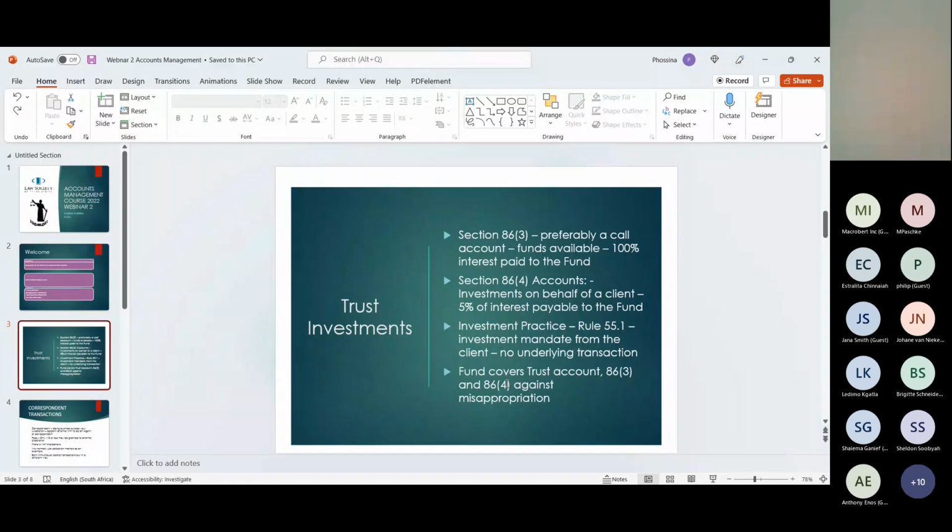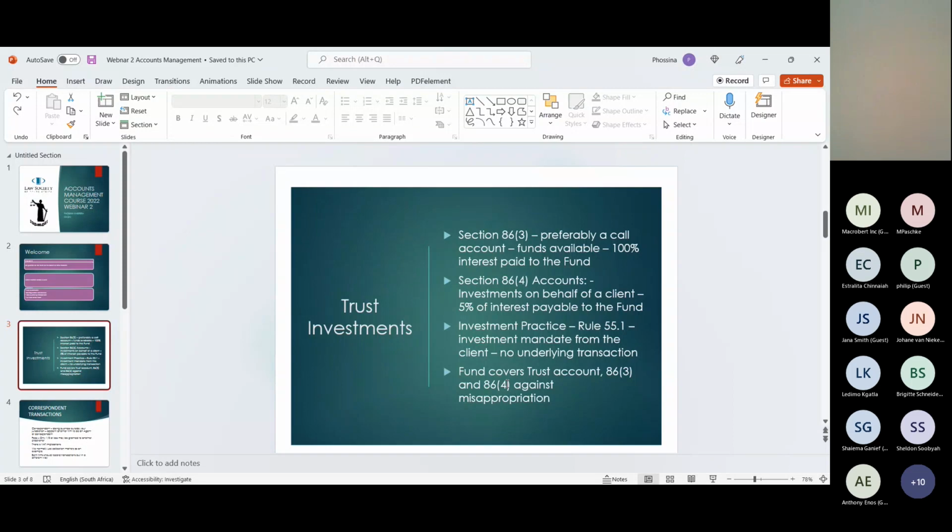You need to be proactive as a legal practitioner. Tell your clients that there's an option. I can see your money is earning interest and interest is paid over to the fund. You can benefit if you can invest this money. So the rules of having a section 86(4), it can only be controlled by the legal practitioner.